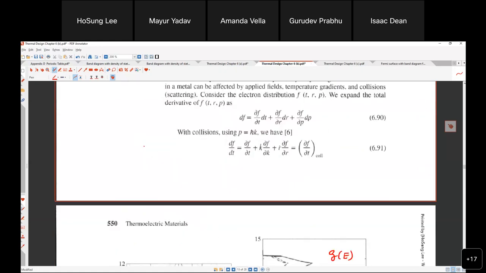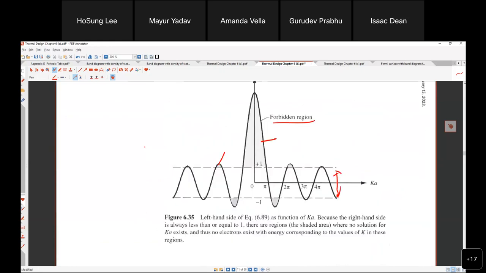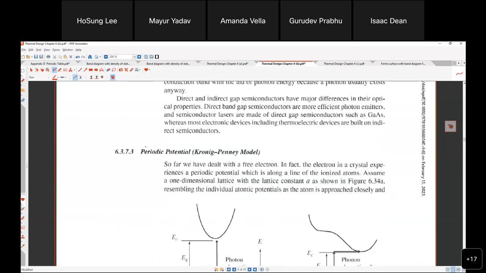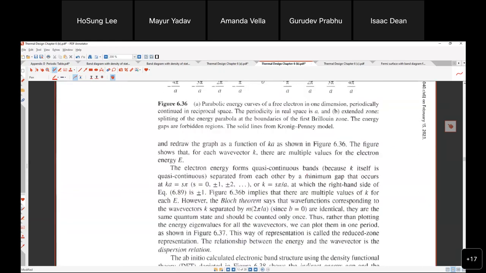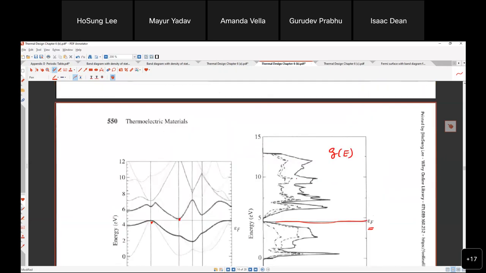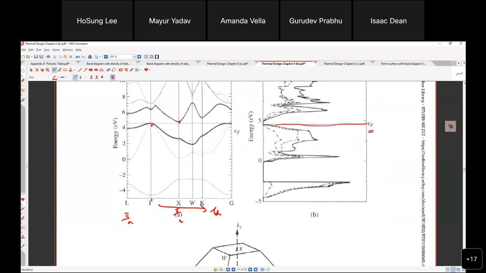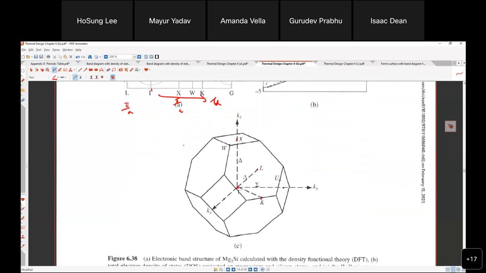Do we have to go back and check again? This is direct and this is indirect. The K value is different here and here. Here the K value is the same at the energy. This is direct, this is indirect, because of different K values. So is this a direct or indirect band gap material? Indirect, yes, that's what I'm talking about. This material is indirect.